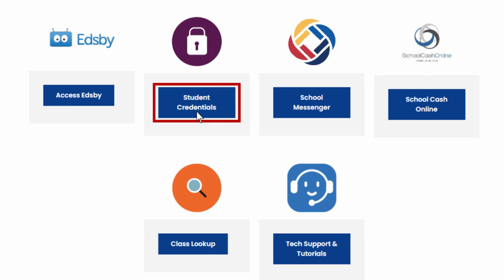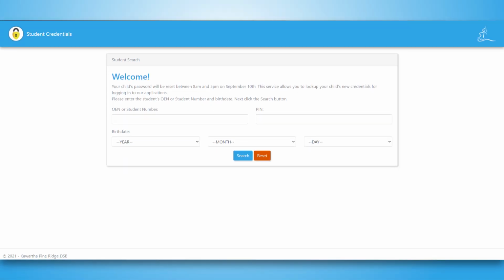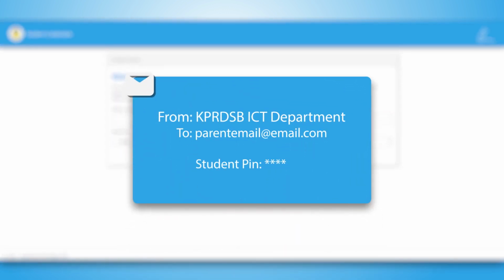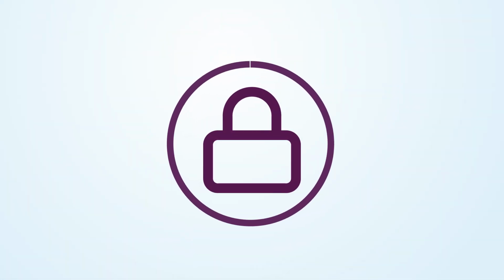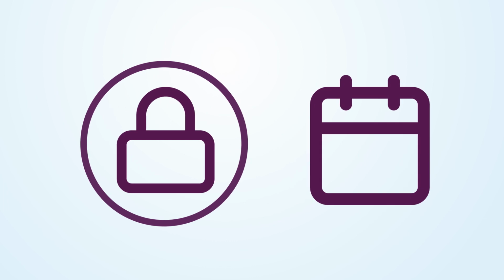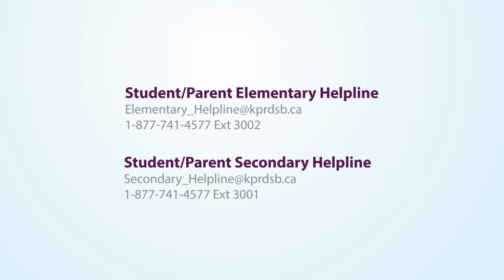Clicking on the Student Credentials icon, you can access your child's KPR username and password, which is required for them to log into KPR applications. You will need their OEN, which can be found on any current or past report card, their birth date, and PIN number, which would have been emailed from KPR DSB ICT department to the parent email address on file. If your child's password was reset anytime after the start of the school year, please contact the elementary or secondary helpline.